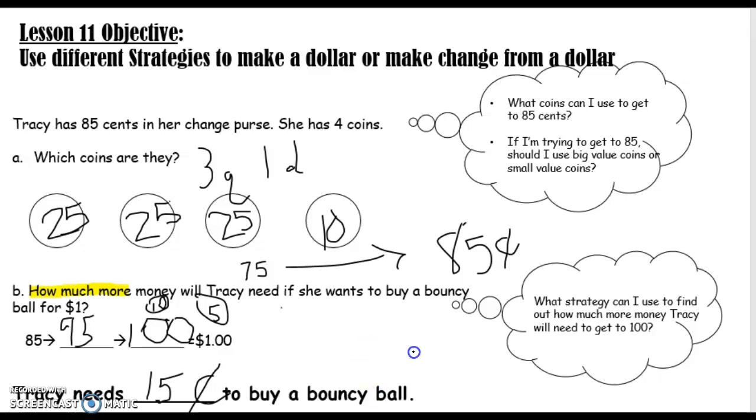Okay, and that is your strategy that you're using today. Just remember, all of your problem set involves using the arrow way, counting up from a number to get to 100 or that dollar.